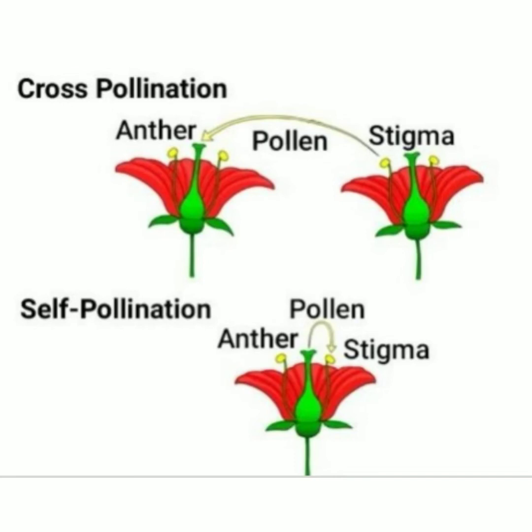Next, let us learn what is cross pollination. First picture explains the cross pollination. What is cross pollination? Look at the picture. The pollination that occurs between two flowers of two different plants but of the same kind is known as cross pollination. Understand?